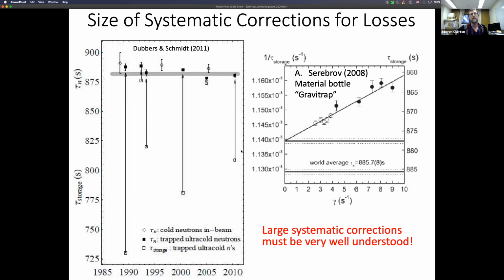And this is just making that point again, just showing the kind of corrections that had to be applied for these trapped ultracold neutron experiments. So they're in the kind of 100-second range that you have to do this extrapolation, and one hopes it's correct on the 1 second level when you get your final result. And then by comparison, this is the Gravitrap I experiment, and this paper is from 2011. It doesn't include the more recent ones.